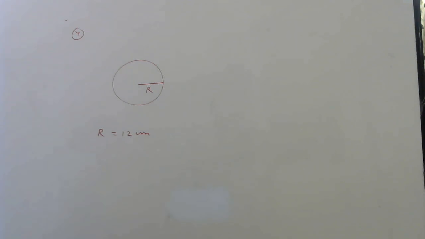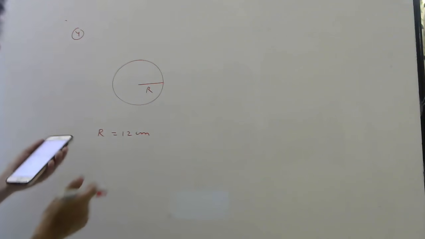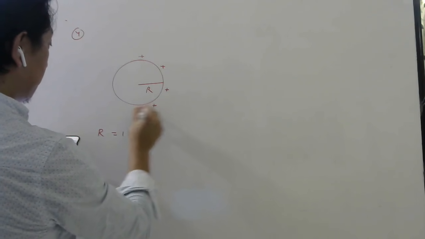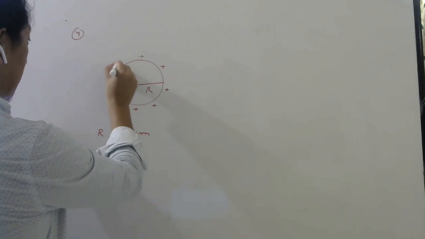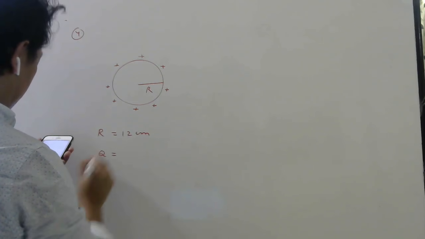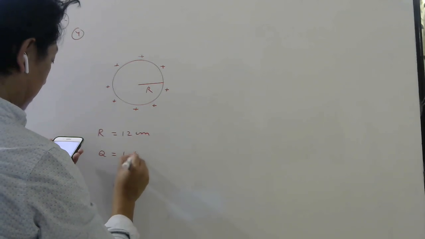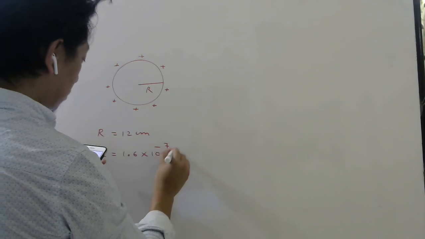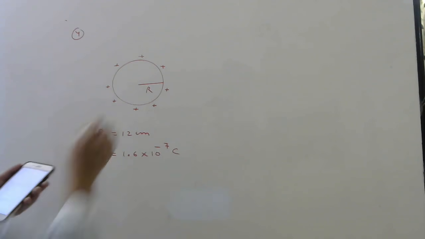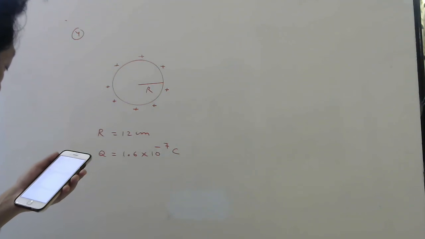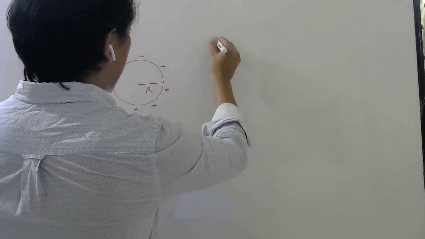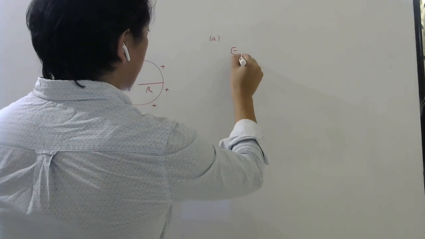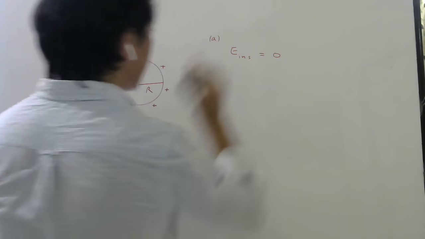Okay, and the charge on the sphere, this time it is positive, and the value of the charge they have given is 1.6 into 10 to the power minus 7 coulomb, distributed uniformly on its surface. What is the electric field? Part A: inside the sphere. Okay, so inside the electric field will be 0.